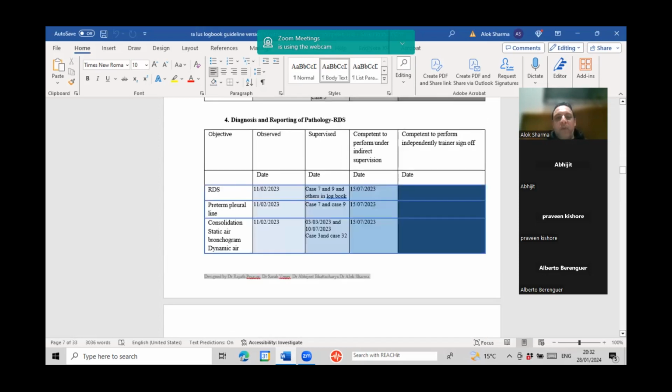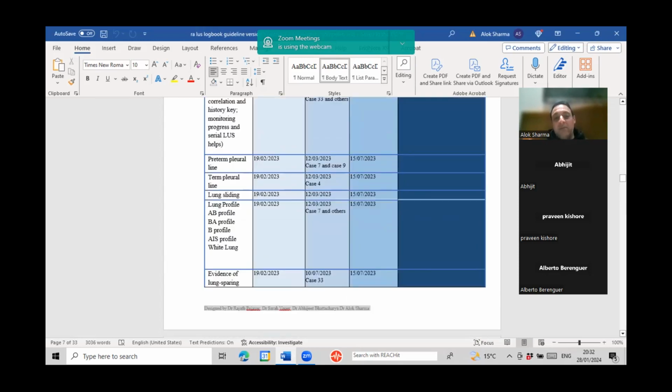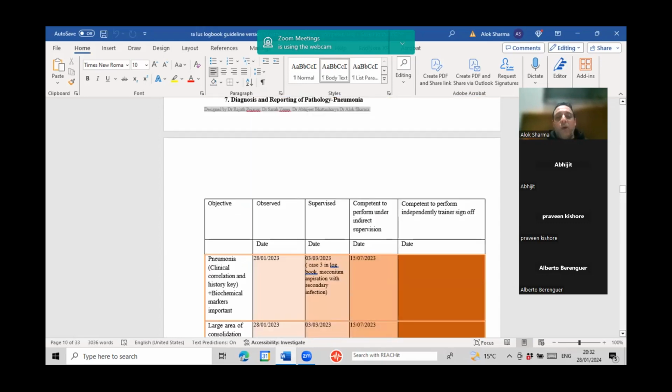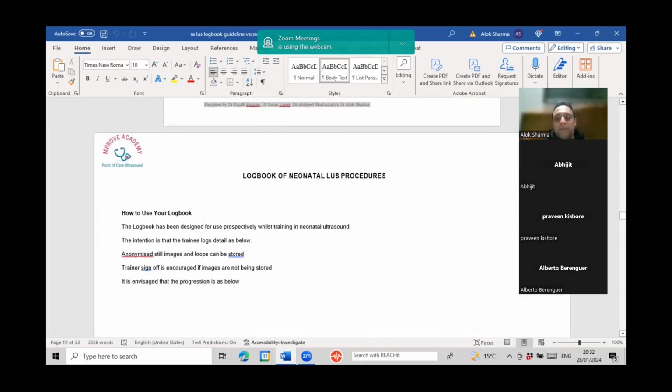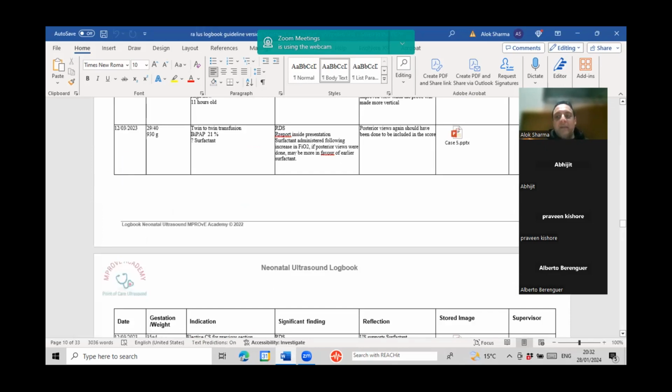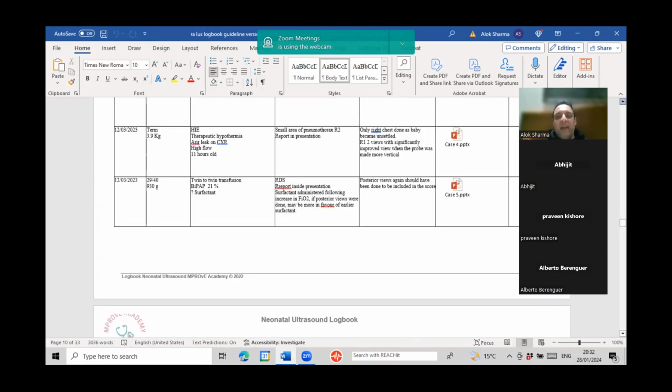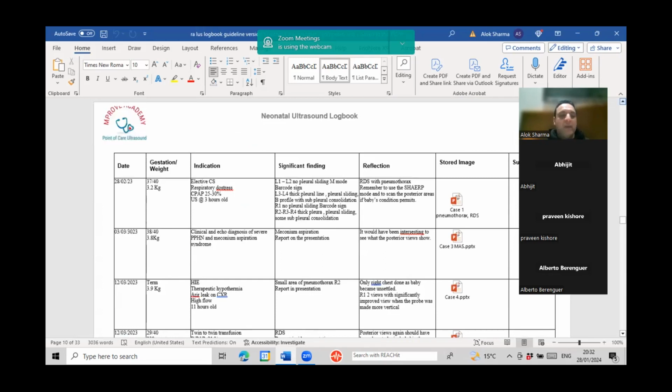Now, the place where you will have to introduce your Dropbox is here. You will prepare cases as Microsoft PowerPoint images, and this is just an example. Two colleagues presented cases last week. My expectation is that they number the case as 1, put a gestation and a weight in, why they did the scan, what findings there were. It doesn't have to be in explicit detail. I'm just showing you a model, a logbook that's been kept by a colleague of mine.